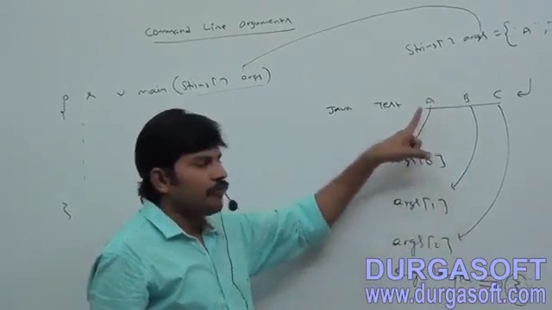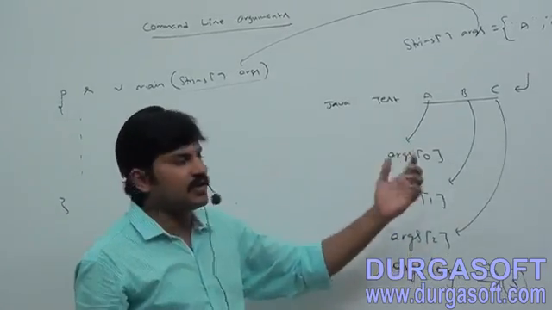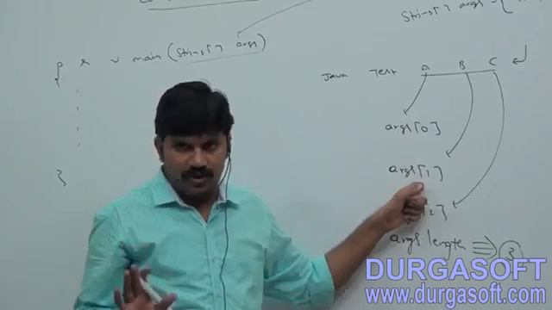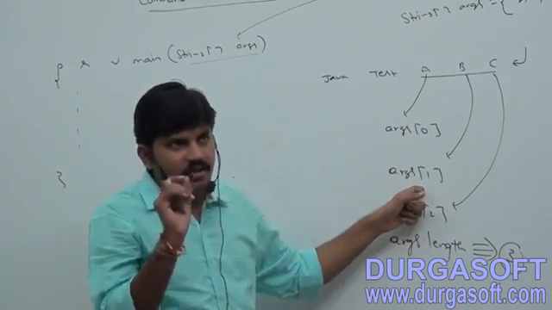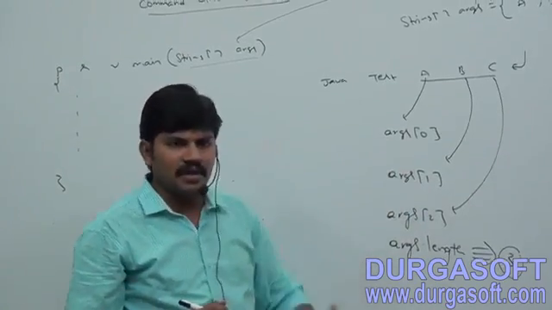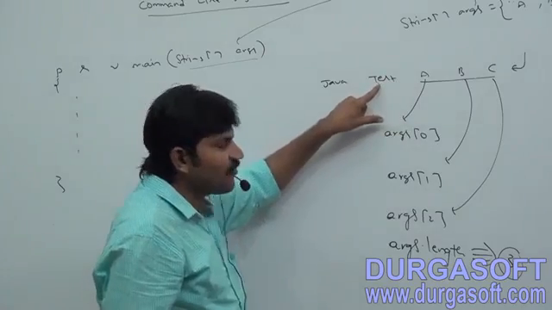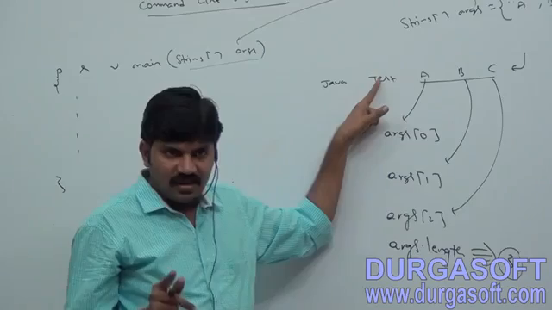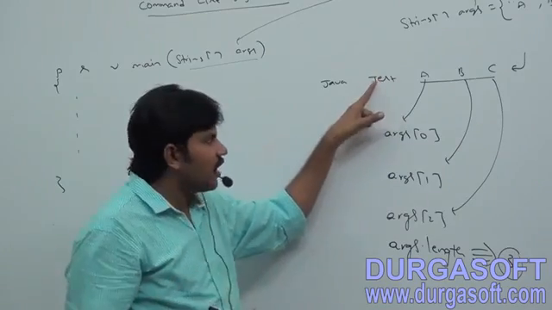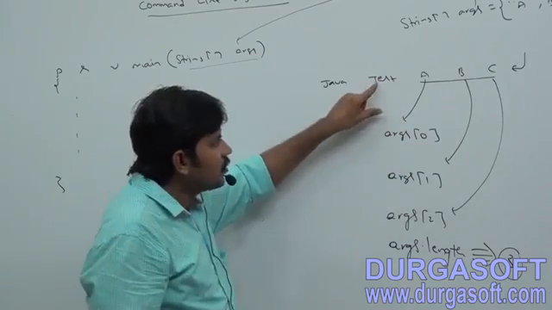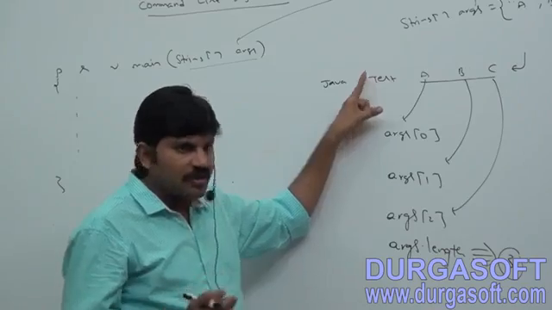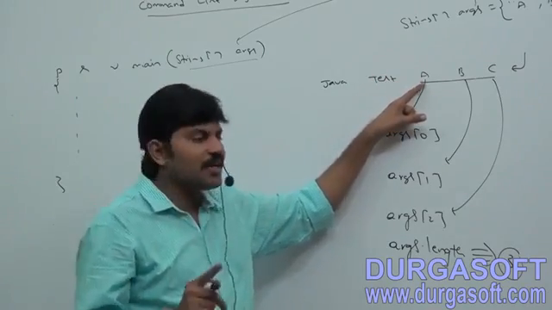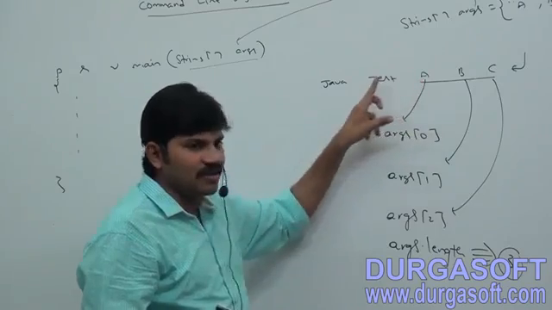I hope you are aware. Within the main method, this is how you can access these command line arguments. But here one small thing you should be aware of: in C language, whenever you are executing a program from the command prompt, the name of the program will become the first argument, and this one will become the second argument. But in Java, the first command line argument is this one only, not the name of the class.